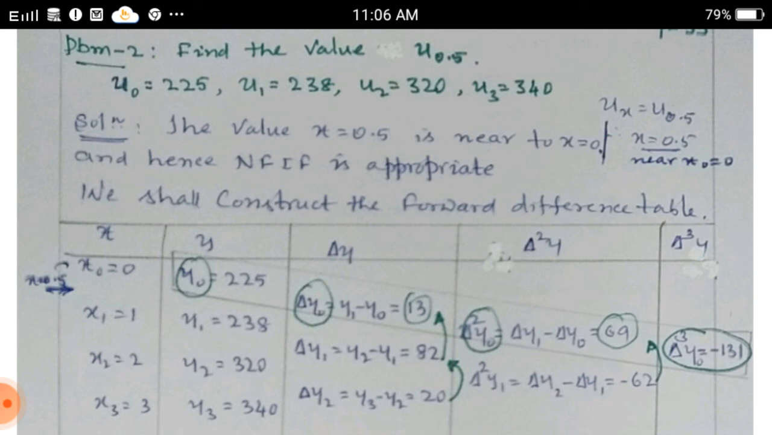So construct the table. Observe the suffixes, u suffix 0, u suffix 1, u suffix 2, u suffix 3. Y is equal to u suffix x. X is equal to 0, u naught is 225. X is equal to 1, u suffix 1 is equal to 238. X is equal to 2, y is equal to u suffix 2 is equal to 320. X is equal to 3, u3 is equal to 340. So x is equal to 0.5. Where is it? It is nearer to the value x naught is equal to 0. That is the first value.